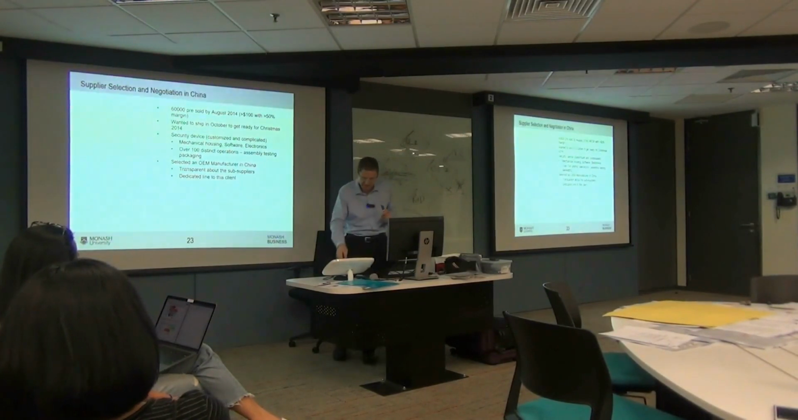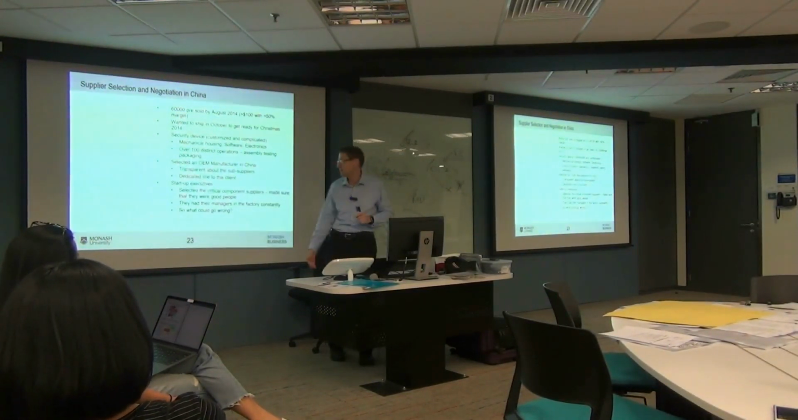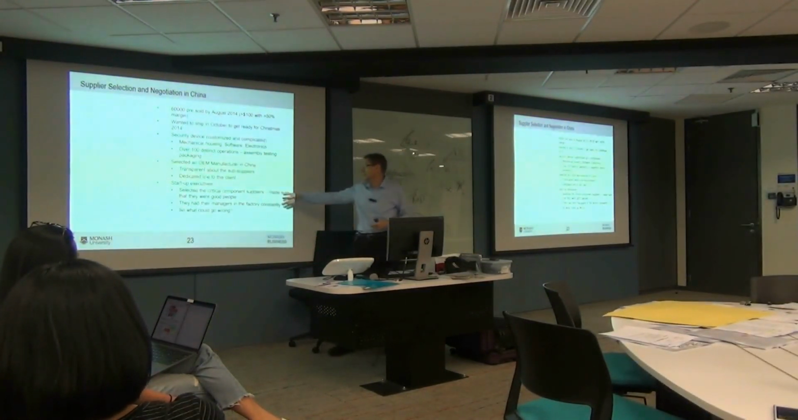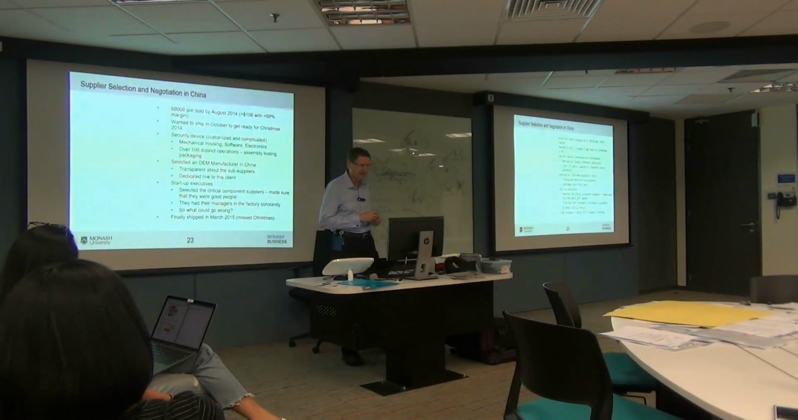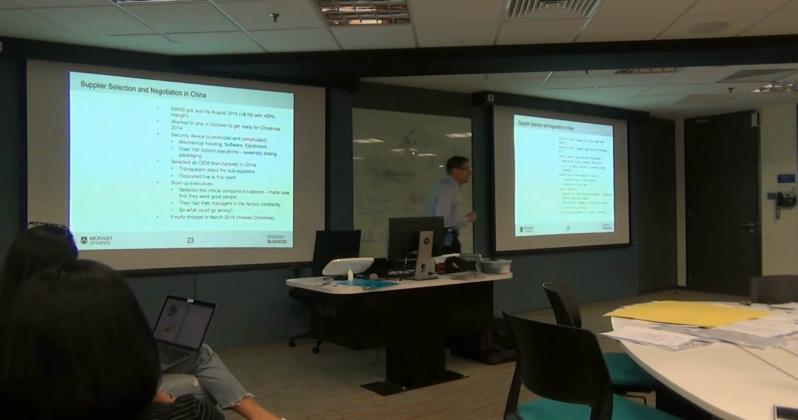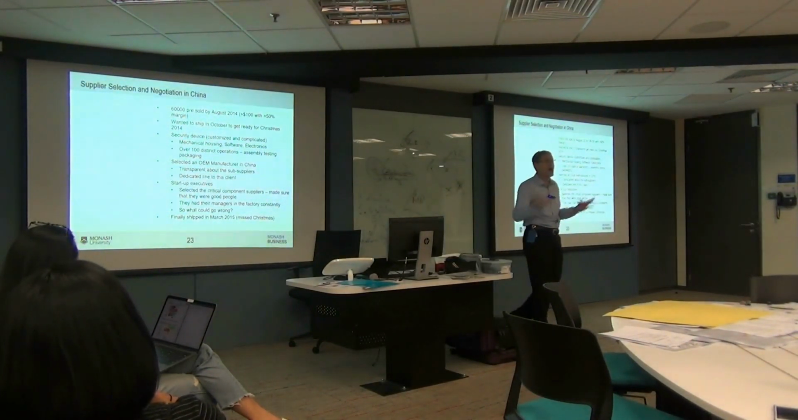Okay, so let's be clear what the supplier is promising. Okay, so they selected the critical component suppliers. They made sure they were good people. They had their managers in the factory. What could go wrong? What could go wrong? And they shipped in March 2015. They missed Christmas. Gone.